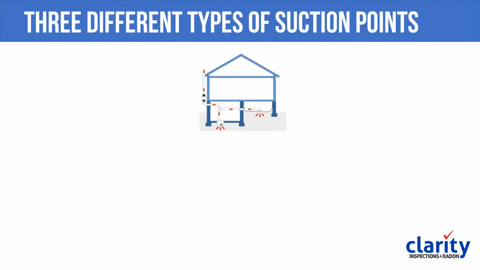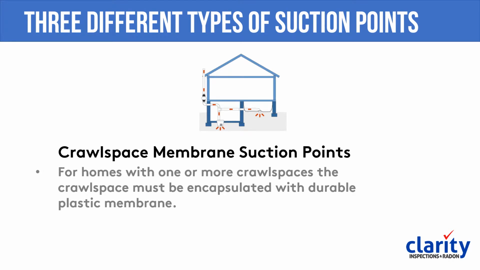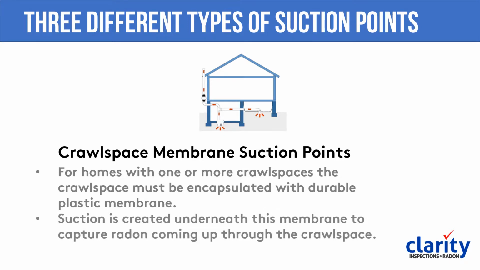In a house where there's a crawl space, there's no slab to create suction underneath. So what's needed in that case is the crawl space is encapsulated or sealed up with a durable plastic membrane, and suction is then created underneath that membrane to capture any radon coming up through the dirt area of the crawl space.